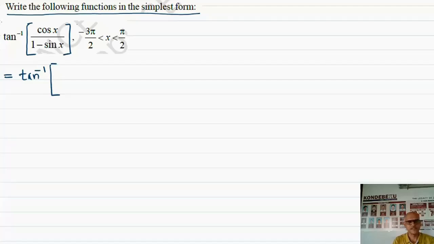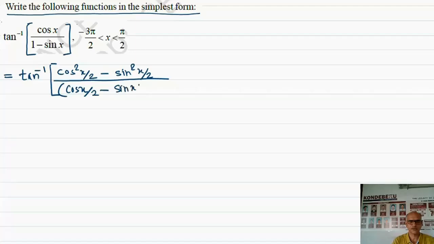Cos x means cos 2 times x by 2. Cos x half angle formula will be cos square x by 2 minus sin square x by 2. In the denominator, 1 minus sin x half angle formula is cos x by 2 minus sin x by 2, bracket square.